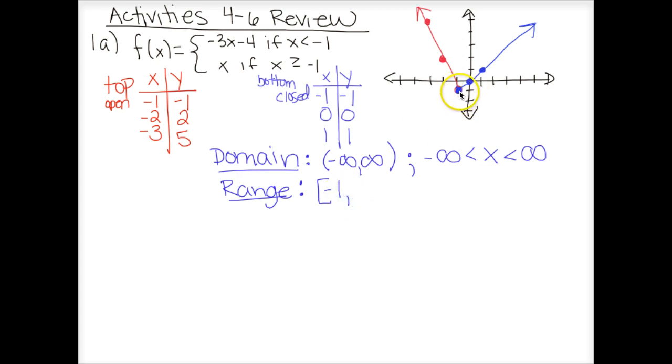Then I look up, so I start at the bottom of my graph and I look up. Are there any y's that I can't touch as I move up? That answer is no, it has an arrow. It keeps going, so it gets an infinity.